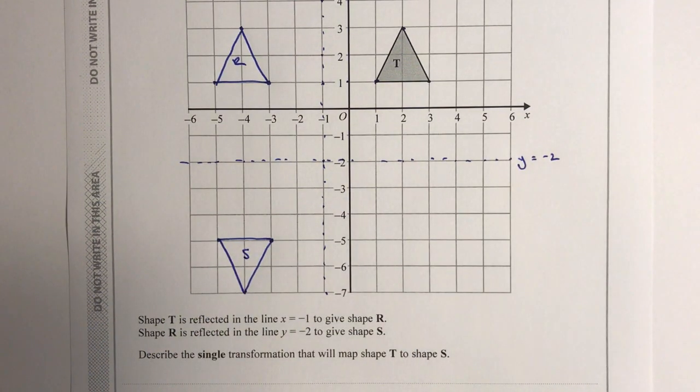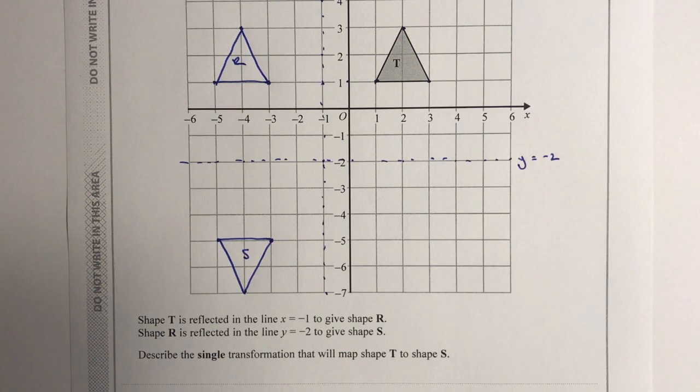Okay, and then it says describe the single rotation that will map shape T to shape S. Okay, well, again, there's a couple of different ways of doing this. I think the safest option is really to use a bit of tracing paper and work out that what you're doing here is rotating this 180 degrees, and hopefully you can see that, particularly if you've done a little bit of revision on this topic. But the hardest thing, I think, is to work out the center of rotation.